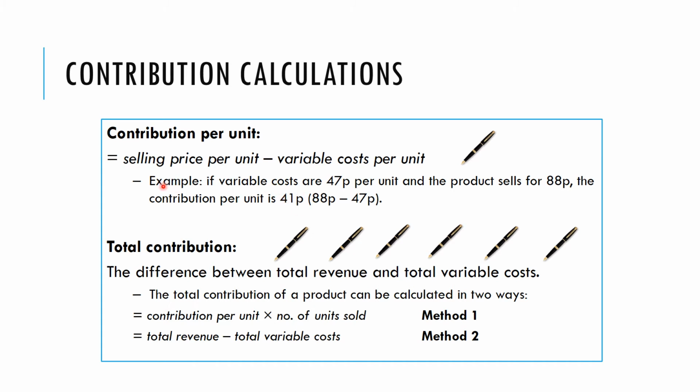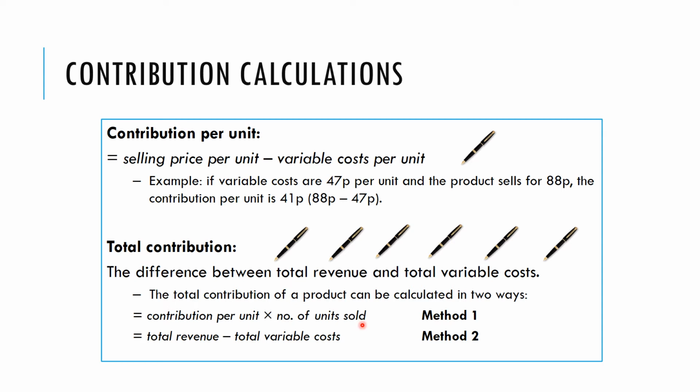Now we would hope in our business selling pens that we sell more than just one pen. In fact, we'd hope we sell a lot of pens. So how can we work out the total contribution? How much money has been generated from all of the pens that we sell? Well, there are two approaches here to calculating the total contribution. The first method is to say, well, what was the contribution per item or per unit? In our example, it was 41p. And we can multiply that by how many units have been sold. And that would give us the total amount of money that is being contributed before paying off fixed costs.